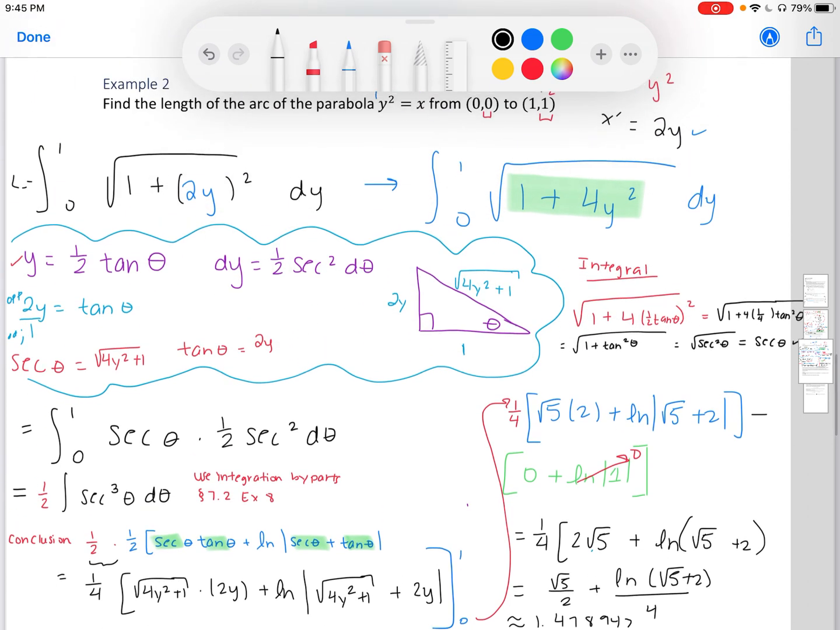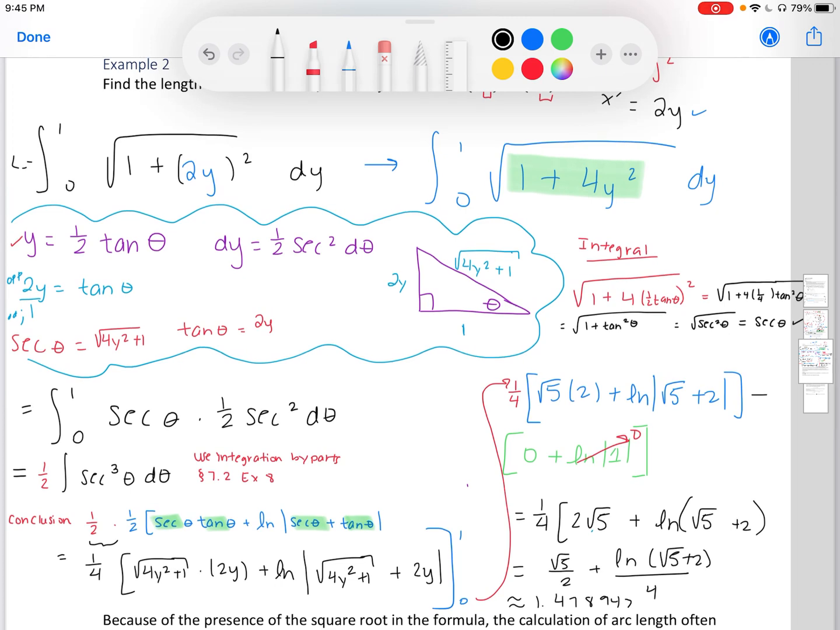Again, don't forget the integration we learned in chapter 7. It's really important as we move through maybe the next 2 chapters, and then after that we kind of move away from integration.